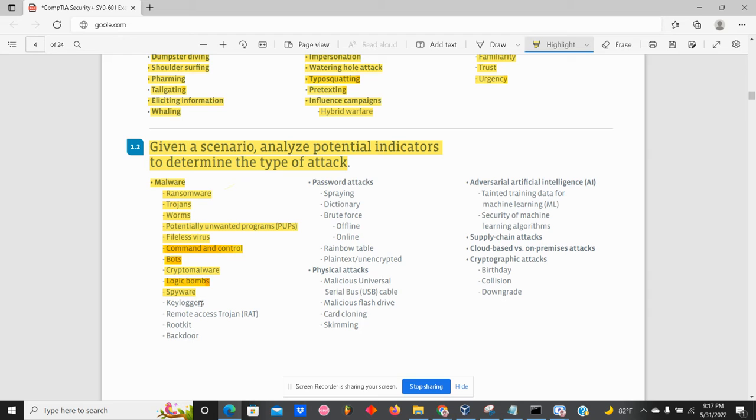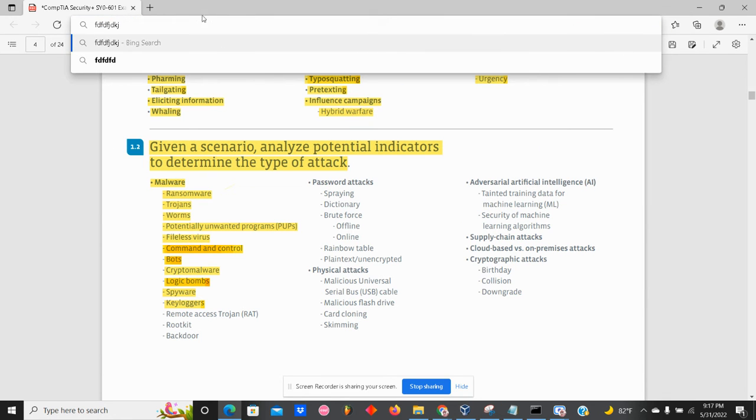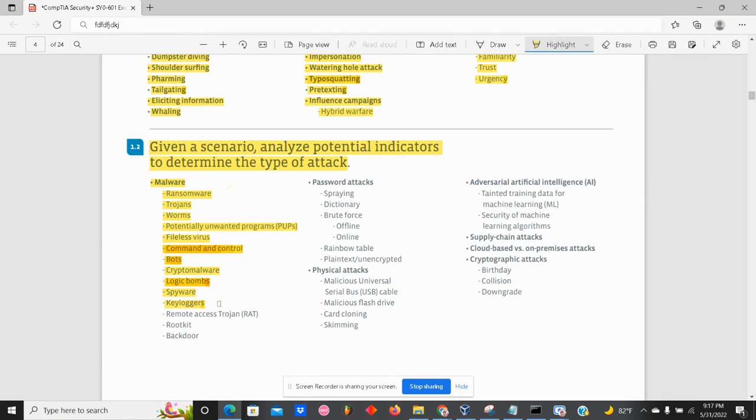Spyware. Spyware is malware that spies on other people. Keyloggers: when you download one onto someone else's machine and they try to type something, you could see what they are typing. Okay, spyware and keyloggers are not the same. Spyware could see the whole UI, the whole GUI, the whole interface, whereas keyloggers can only see what the person types in. Remote access Trojan is usually used for installing backdoors.